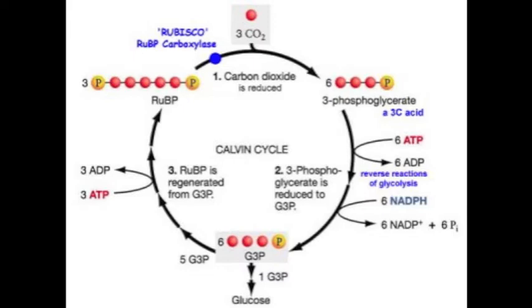RuBP is reformed from the G3P. We have our building block now for our glucose. Just a few more cycles. Now we've got what we're looking for.